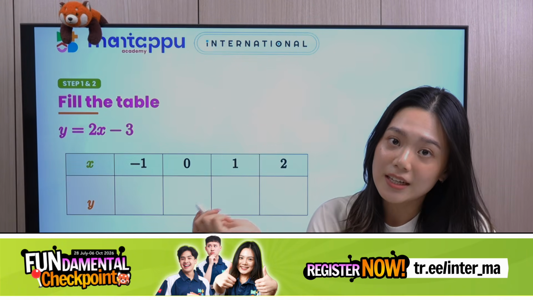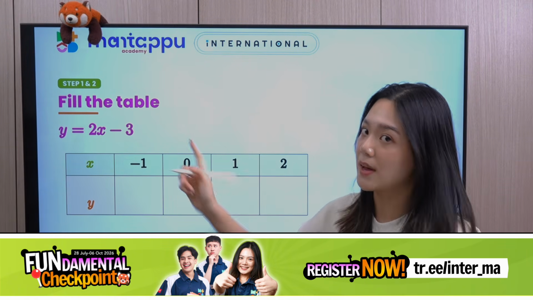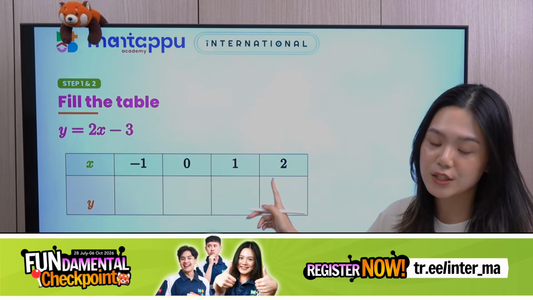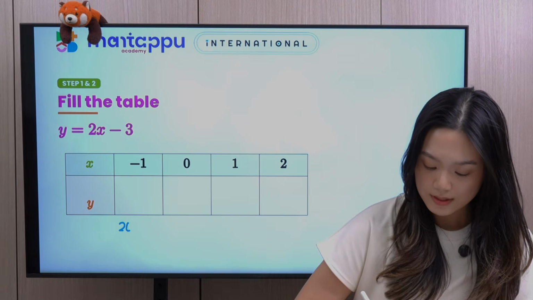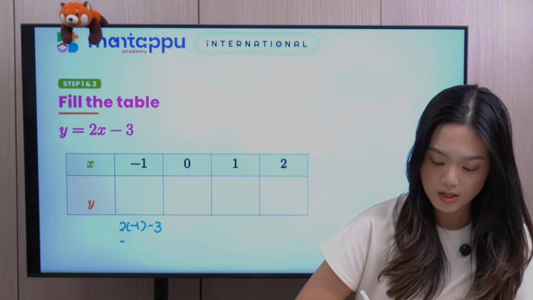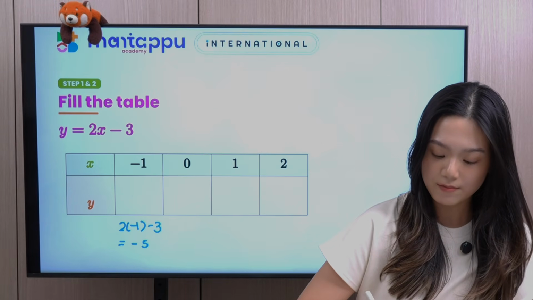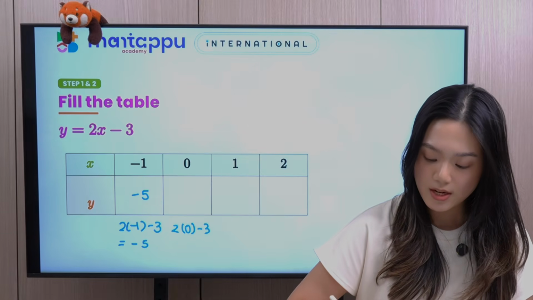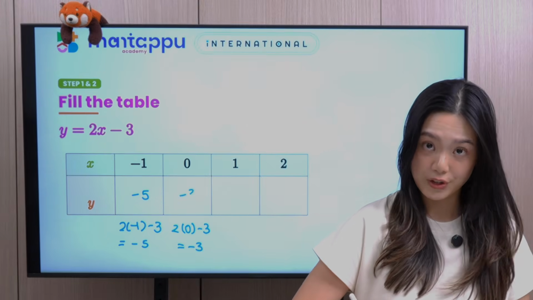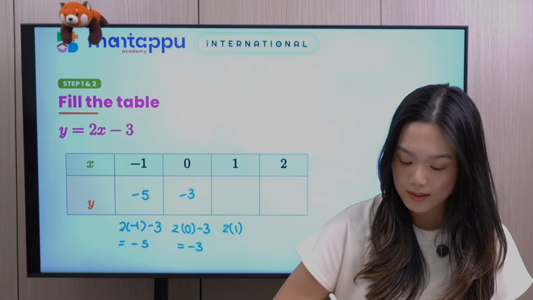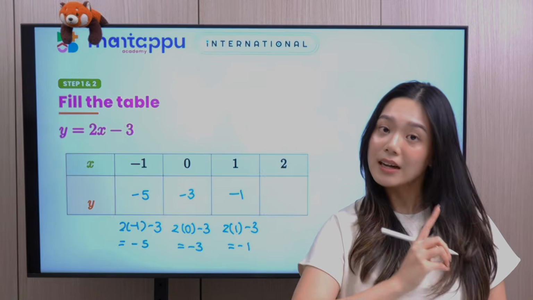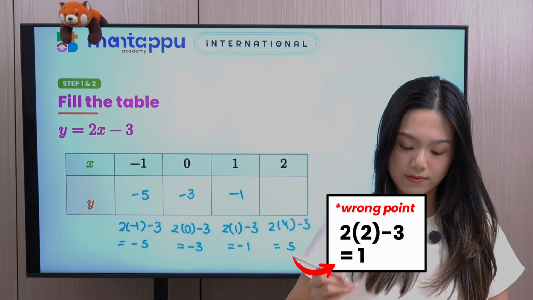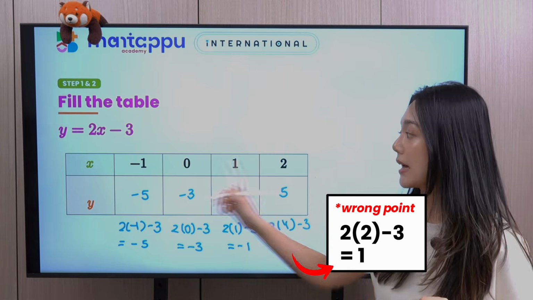Now let's get back to our initial equation, y equals 2x minus 3. Now we want to input when x equals minus 1, 0, 1, and 2. So now we have 2 times negative 1 minus 3, which is equal to minus 5. So we have minus 5 here. And then the second point, 2 times 0 minus 3, which is equal to negative 3. The third point, 2 times 1 minus 3, negative 1. And our last point, 2 times 2 minus 3, which is 1. So these are our pairs of x and y values.